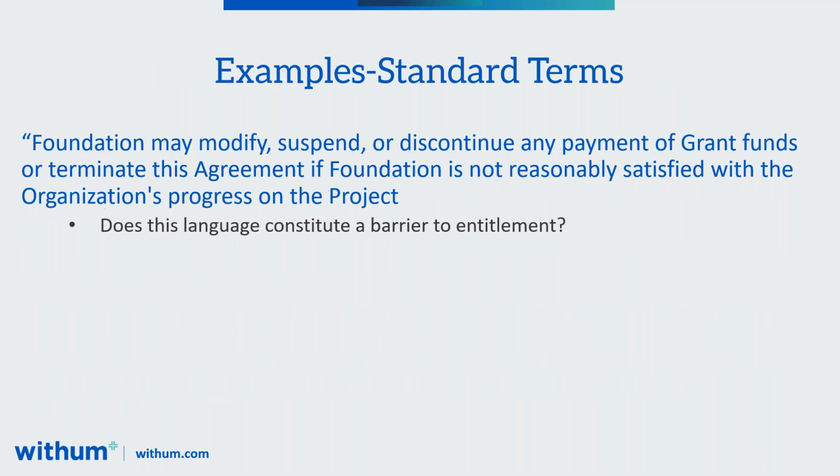On the next slide, we run across this quite a bit, where foundations often include this standard language: the foundation may modify, suspend, or discontinue any payment of grant funds, or terminate this agreement, if the foundation is not reasonably satisfied with the organization's progress on the project. And the question often comes up, is this a barrier? Is this language sufficient to constitute a barrier? And we believe the answer is no. This is really protective language for the foundation, for bad players perhaps, but it does not rise to the level of a barrier.